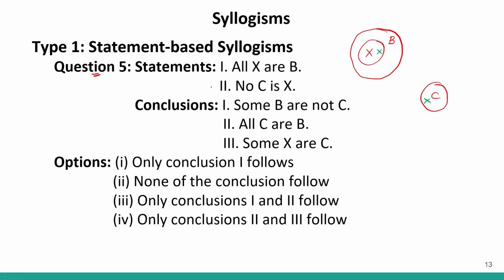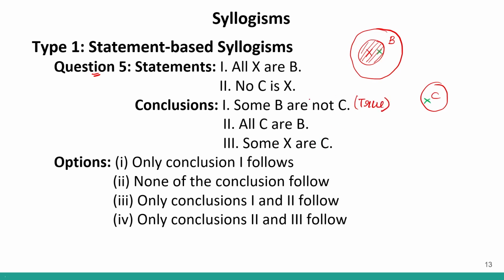Now what are the conclusions? Conclusion number 1 says some B are not C. See, this portion of B cannot be C, correct? So there is some portion of B that is not C. So this is a true statement.